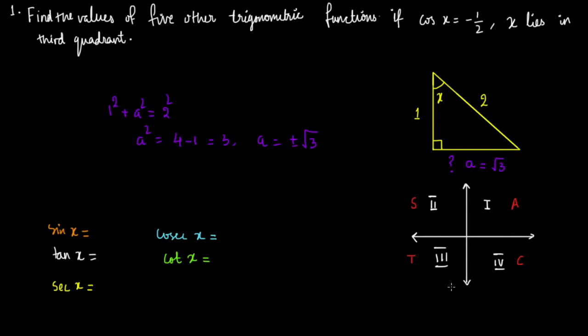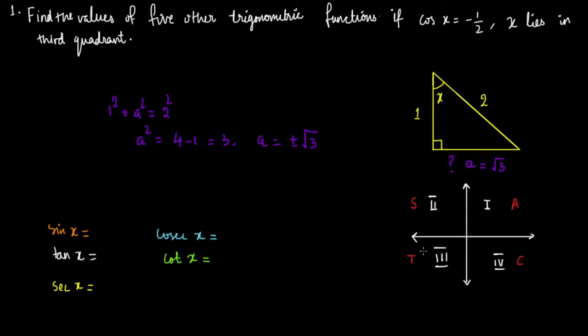Now focus on this coordinate system for a second. So this is the first quadrant, second quadrant, third quadrant and fourth quadrant. A stands for all. That means all the functions are positive when the angle is in the first quadrant. Only sine and consequently cosec x is positive when the angle is in the second quadrant. Similarly, tan is positive if the angle is in the third quadrant, and cos is positive if the angle is in the fourth quadrant. Okay, so it says clearly here that x lies in the third quadrant, right?